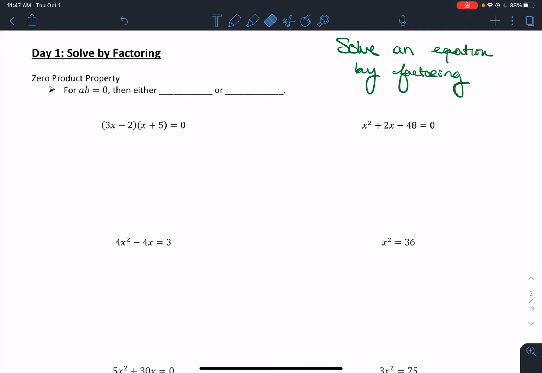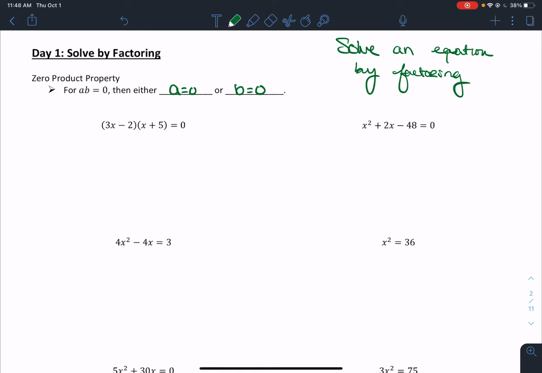Hello everybody, today we're going to be looking at solving equations by factoring. We're starting a new unit on solving quadratic equations, so today we're going to specifically look at how to solve them by factoring. The first thing we need to know is the zero product property. And that just says if I multiply two numbers, a and b, and they equal 0, then either a equals 0 or b equals 0.